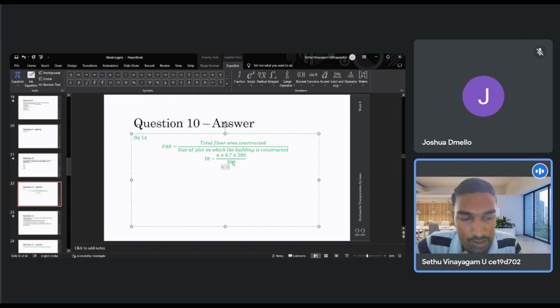So n will be nothing but 10 by 0.7, right? So this is approximately 14, right? It's 14 point something. We cannot have a fractional number of floors. So rounding it down, it will be approximately 14 floors. So the maximum number of floors that can be built on this particular plot, subject to this floor area ratio constraint, is 14 floors, right?